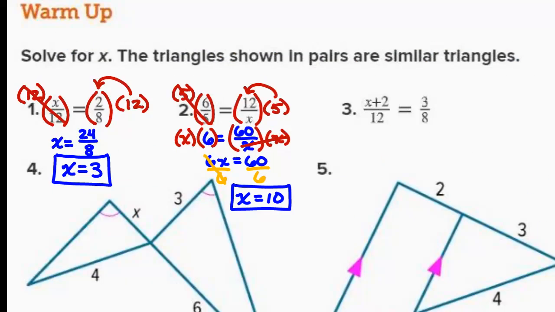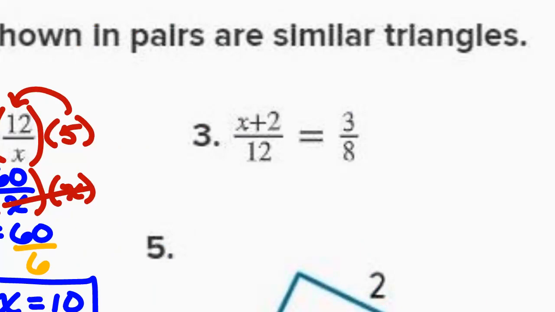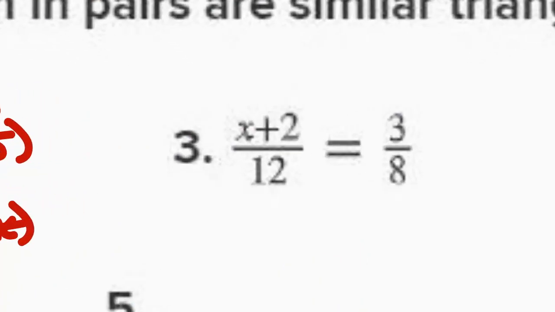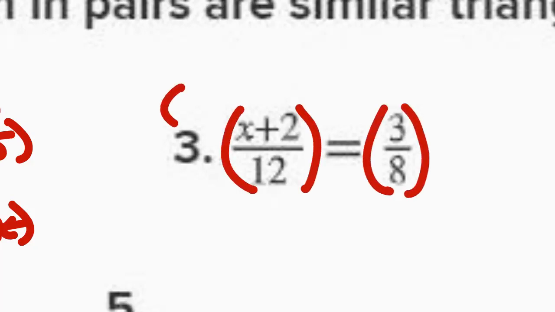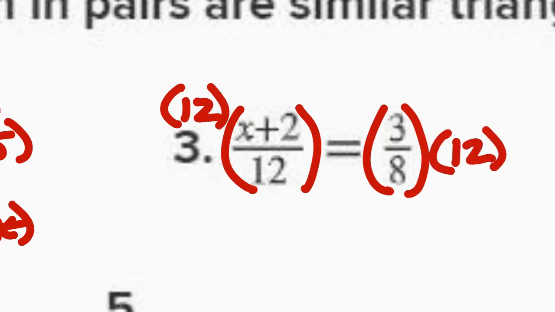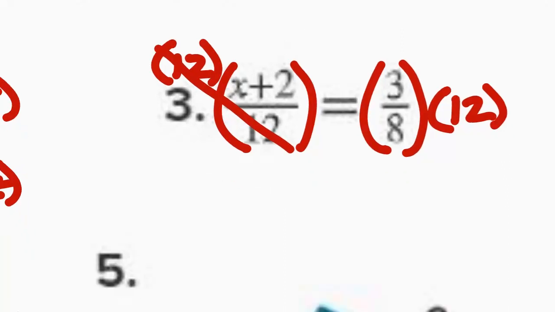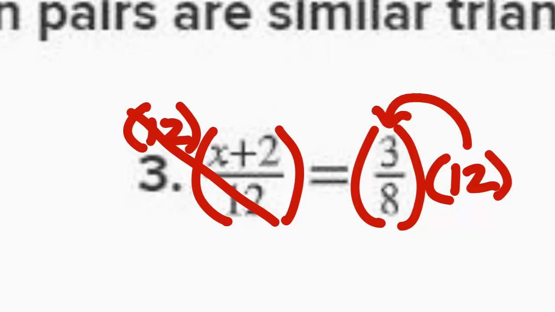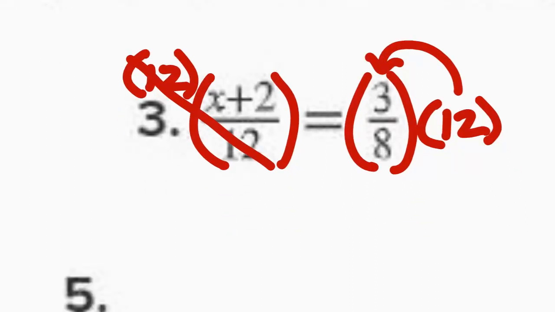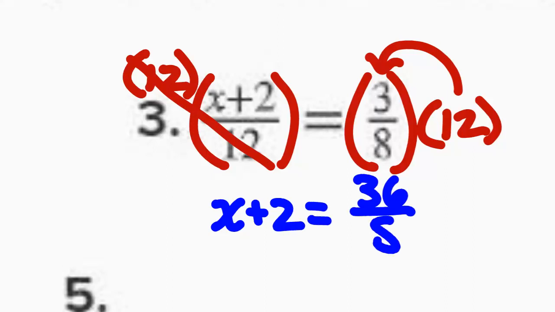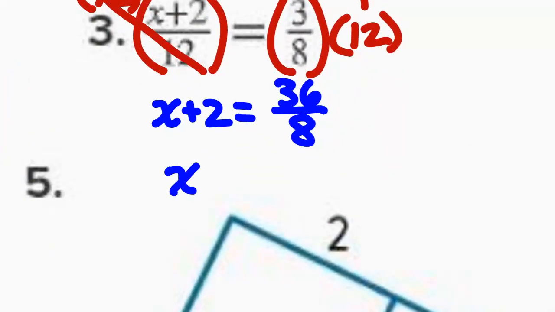What about number 3? What is that answer? 2.5, absolutely correct. So I'm going to multiply both sides by 12, by this denominator. That won't get x all alone, but because I have no x's on the other side, it's going to be close enough to being all alone that I can simplify the right-hand side. So I would have x plus 2 equals 36 over 8. Because 36 and 8 have no variables with them, I can pop that right into my calculator.